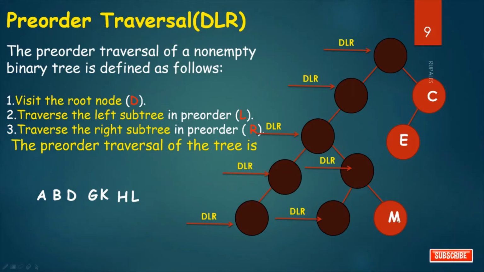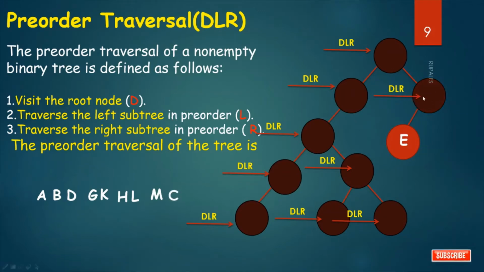Again we apply DLR here. D means print the node. L. Go to left child. No left child is there. R. No right child is there. Next come to here. Here also DL completed. R. No right child is there. Come to here. Here also DL completed. R. Come to here. Again we apply DLR here. D means print the node.